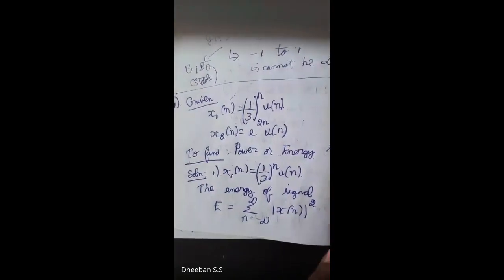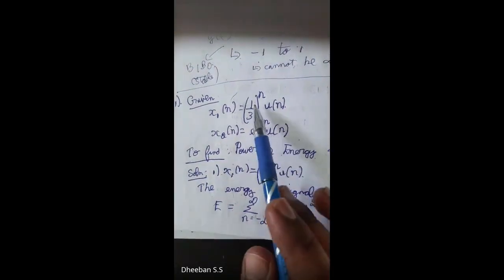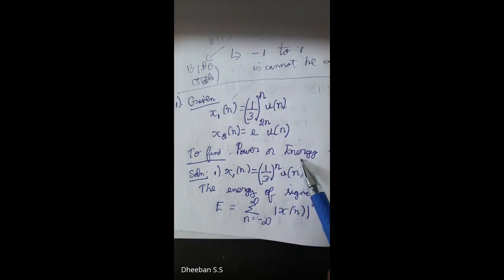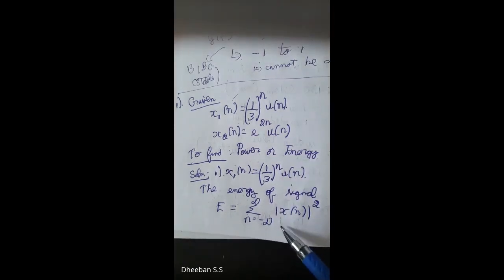So this is your problem. The two signals x1, x2, you have to find whether it is a power or energy signal. So first you write the signal. This is the formula for the energy of a signal in the discrete domain.